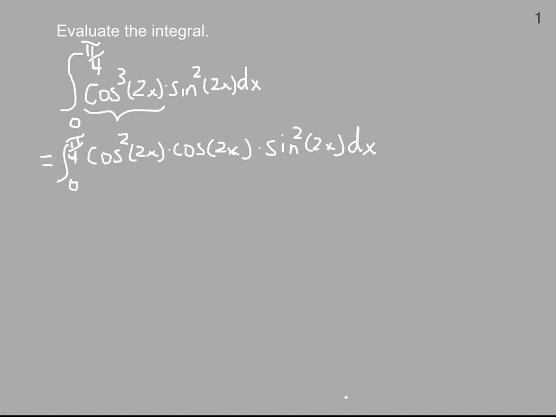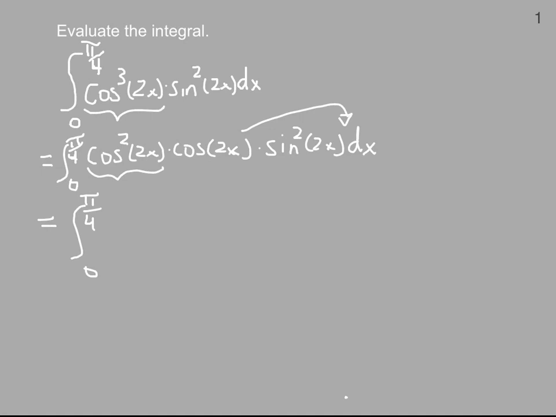So we're going to take this cosine squared and put it right next to the dx, and then take the cosine of 2x and put it right next to the dx. For the cosine squared, we're going to change this into sine squared. Let's use different colors here. We're going to have the integral from 0 to pi over 4.